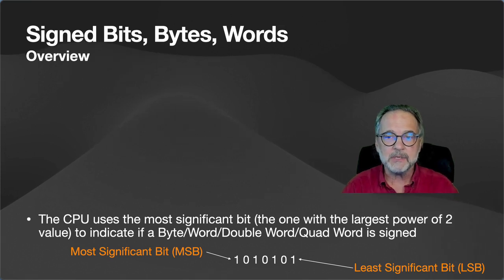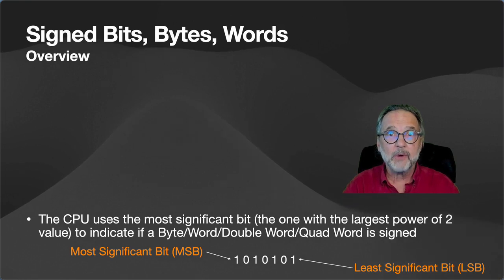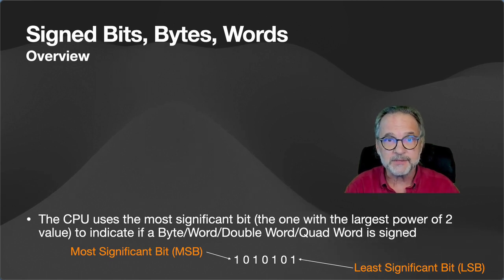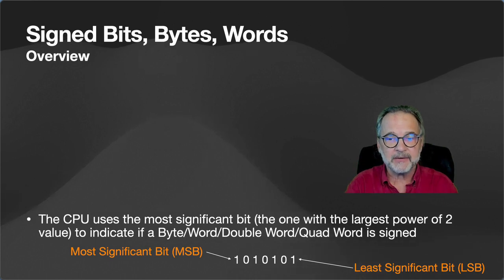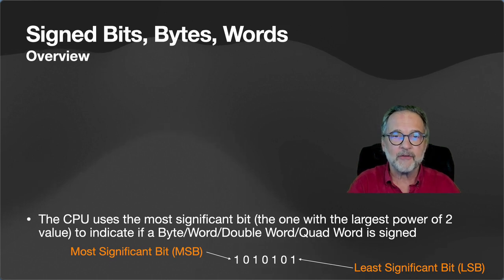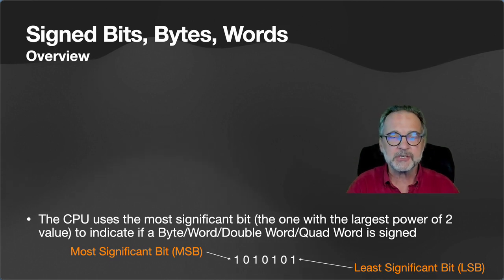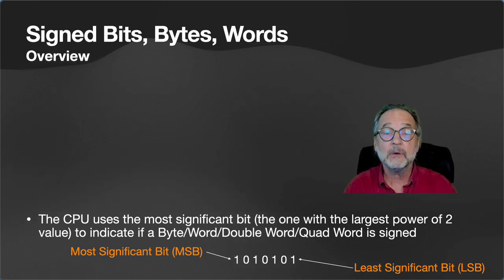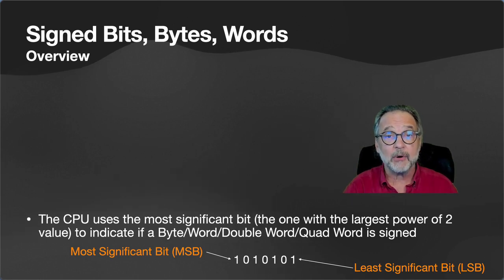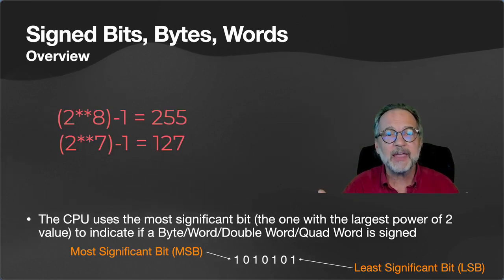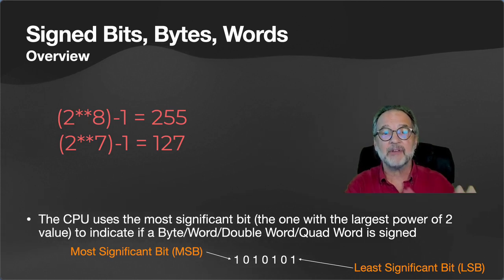Now, the CPU uses a really interesting method of representing signed numbers in memory or in a register, and we'll talk about registers very soon. And that's using the most significant bit. That most significant bit, if it's turned on, it's a negative number. If it's turned off, it's a positive number. The problem with that, though, is that you've lost the largest valued bit that you've got in your data area, in your variable, which means you can't have as large numbers, but you can have negative numbers now.